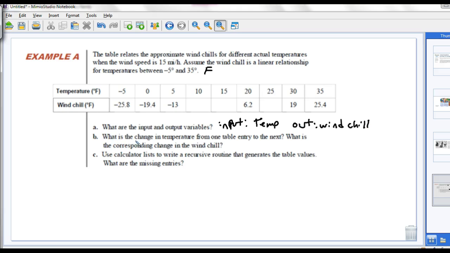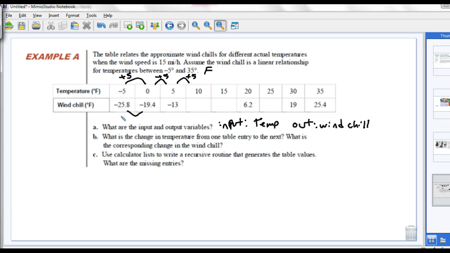What is the change in temperature from one table entry to the next, and what is the corresponding change in the wind chill? Here we're going up by 5s, which is different. We've been going up by 1s or something else, but now all of these go up by 5s: 10 to 15, 15 to 20, 20 to 25, 25 to 30, 30 to 35.